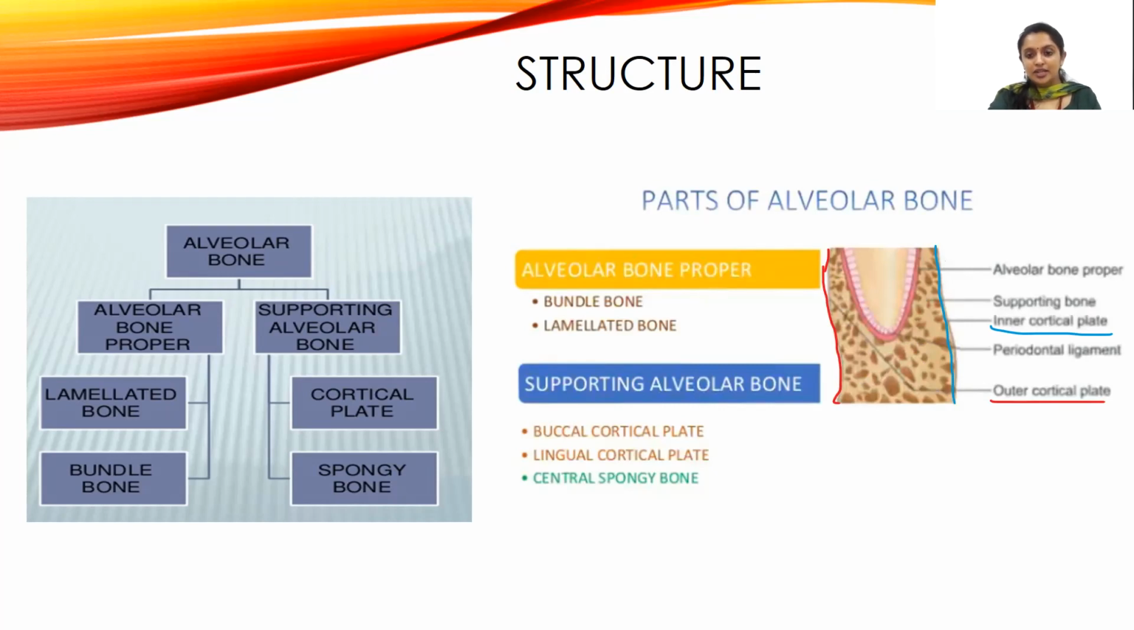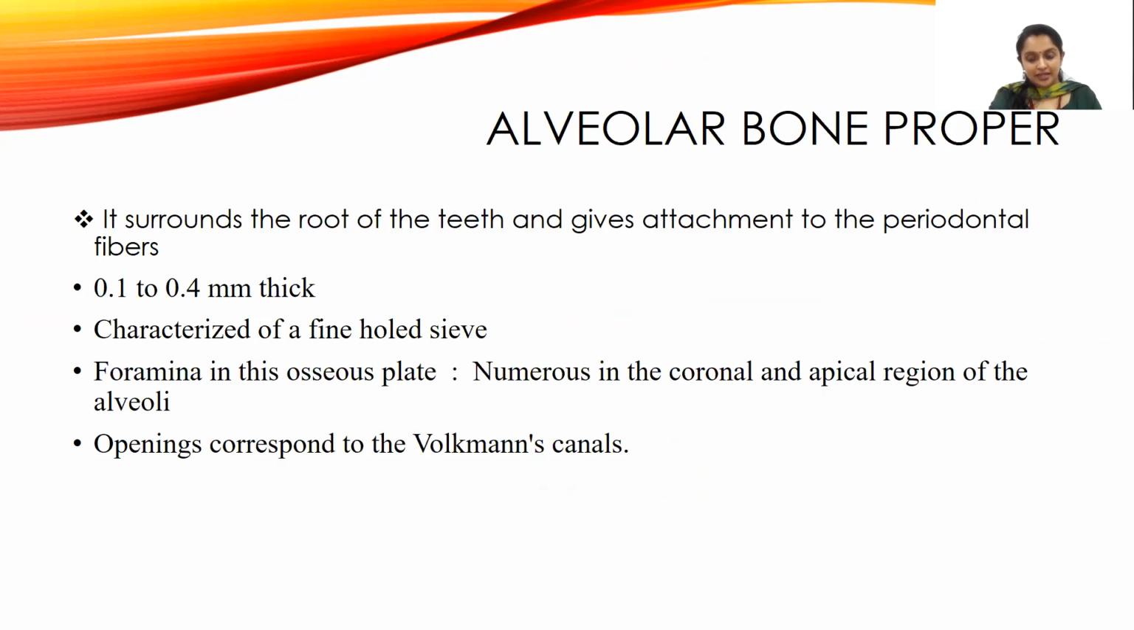The supporting alveolar bone can be further divided, but first we'll go into the alveolar bone proper. Alveolar bone proper, as I said, surrounds the root of the teeth and gives attachment to the periodontal ligament fibers. Numerous periodontal ligament fibers come and attach, and that helps in the anchorage. Around 0.1 to 0.4 millimeter thickness is found around the tooth, and it is characterized by a fine sieve.